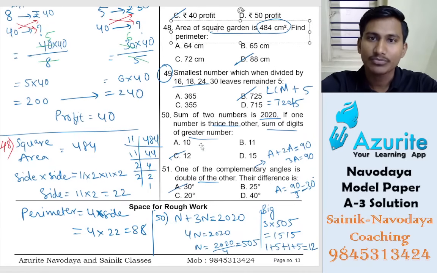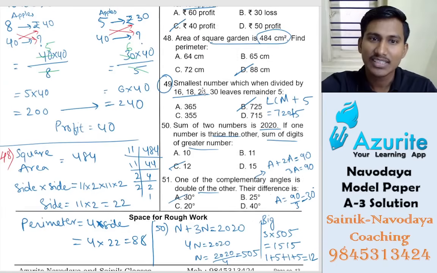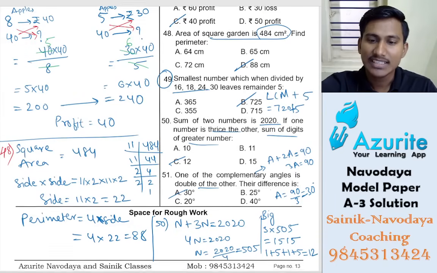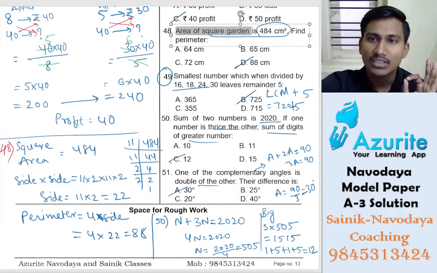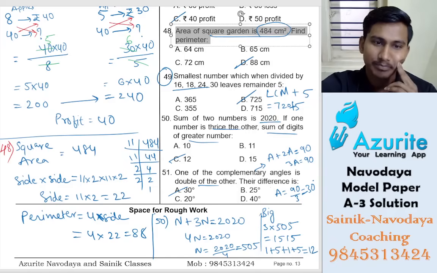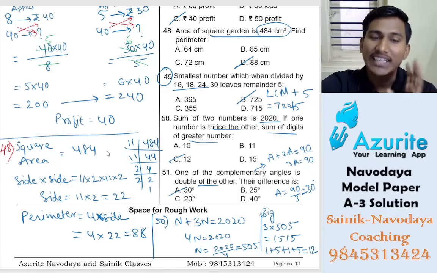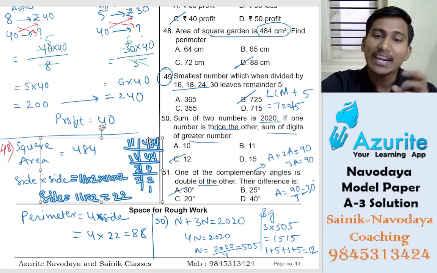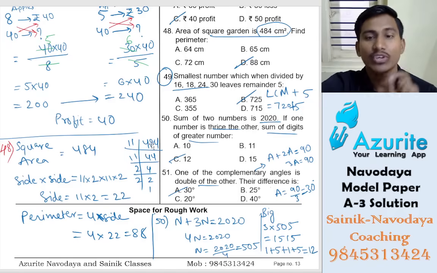Now the 48th question. What is the 48th question? The area of a square garden is 484 centimeter square. Find the perimeter. So area is 484, that is a square area. How do you find square area? Side into side. So when the area is given, you factorize this 484.